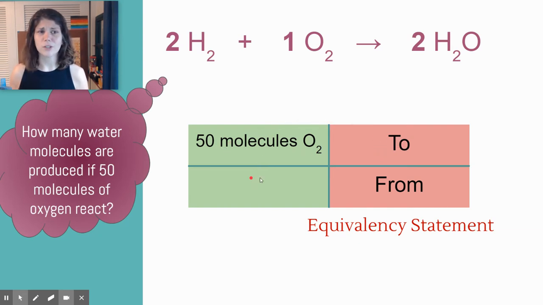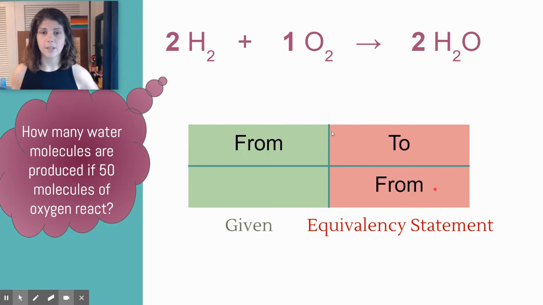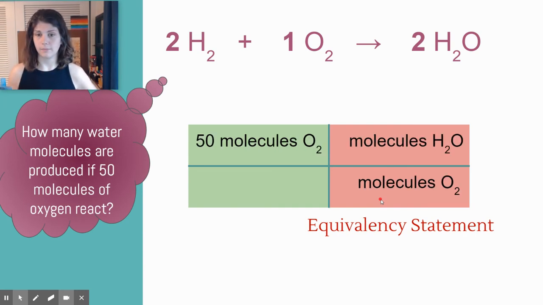What do we want to convert to? Well, that's what you're trying to solve for. How many water molecules? So in the to box, I'm going to put molecules of water. And in my from box, those are the units I'm converting from. That's molecules of oxygen. These units will always be the same because they're both froms. These units have to cancel out. So whatever units you have in the top left are going to go in the bottom right.